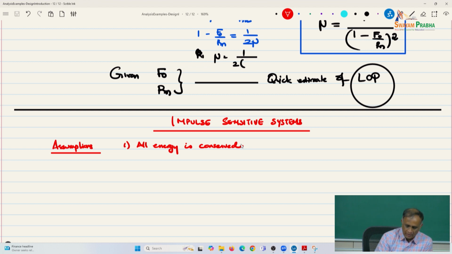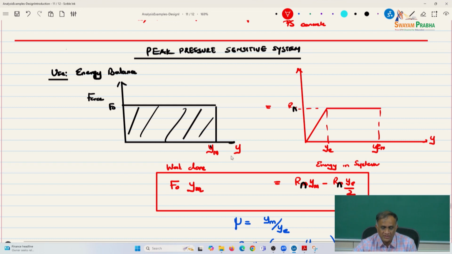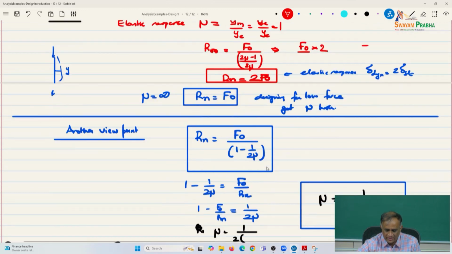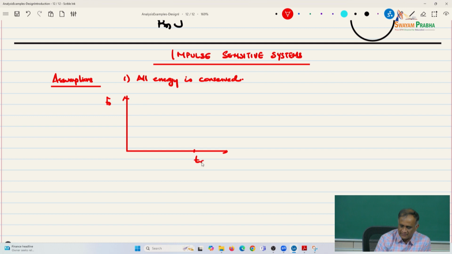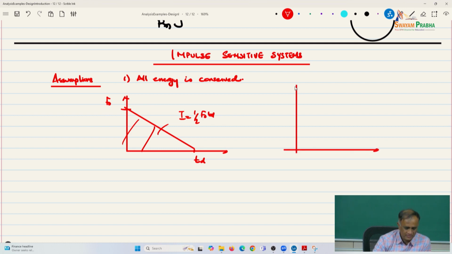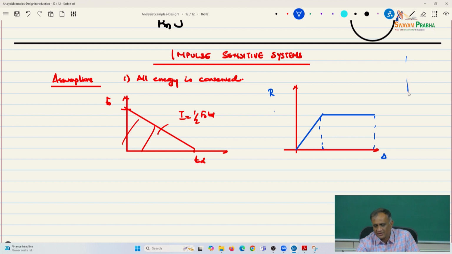So applied system, impulse sensitive. The first one was, what we did was peak pressure sensitive. So we started the other way around. Here it is impulse sensitive. So we start with F naught and Td. So I is 1/2 F naught Td, and then you also have the same Rm, the response R versus delta. All of these are again idealized. So keep in mind, these are derived for a rigid. So if you have something like concrete, it goes something like this. So you are sort of idealizing it something like that, or you can make it more ductile.